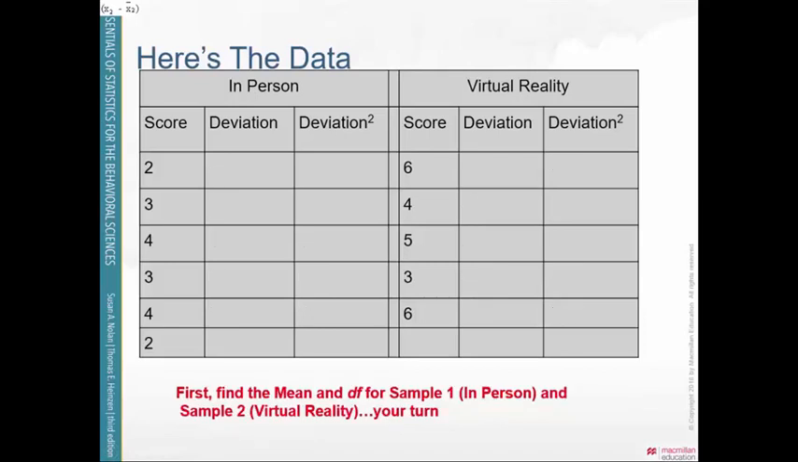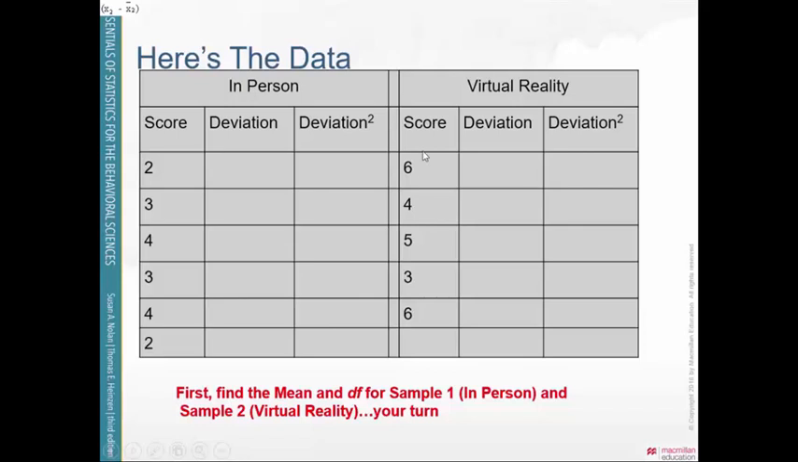Got a lot. And once you've gotten that, then do your deviation and your deviation square. So whatever your mean is here for group 1, take the score minus the mean, that'll be your deviation score, then square it.